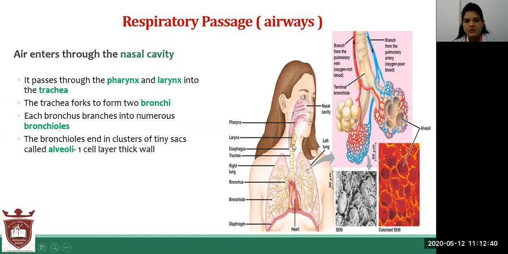The trachea forks into two bronchi. Each bronchus branches into numerous bronchioles, and the bronchioles end in clusters of tiny sacs called alveoli. The alveolus has a one-cell-layer thick wall. This is the alveoli. Here, in the alveoli, exchange of the gases takes place.